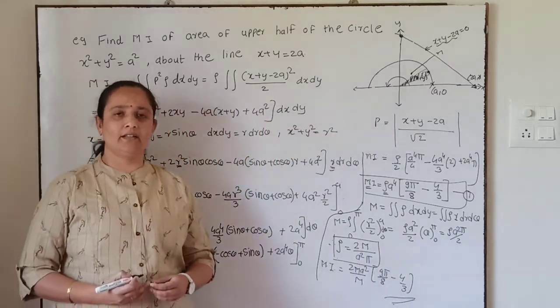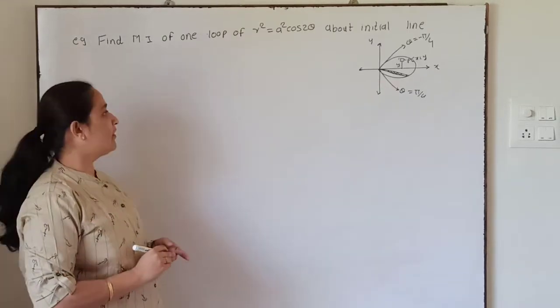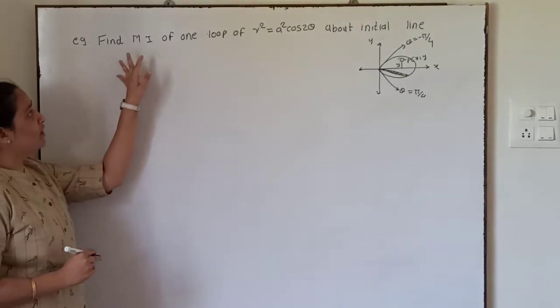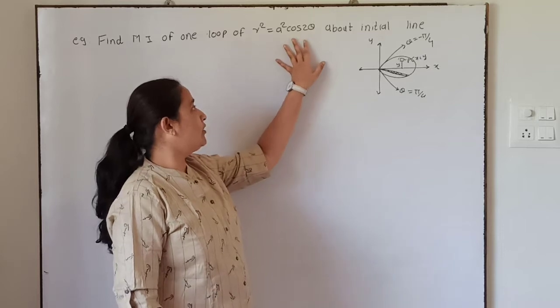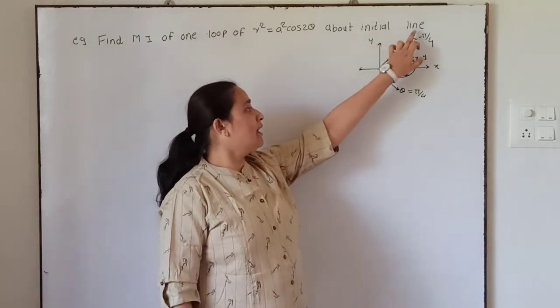Now I will take another example. Now take the second example. We want to find the moment of inertia of one loop of r square equal to a square cos 2 theta about the initial line.